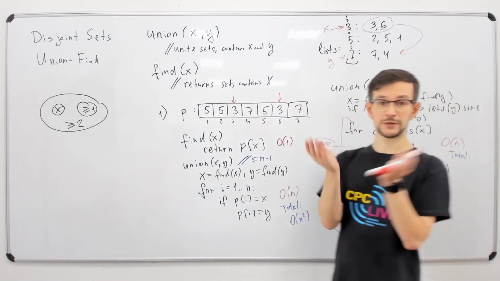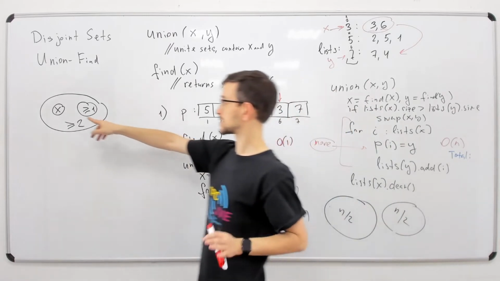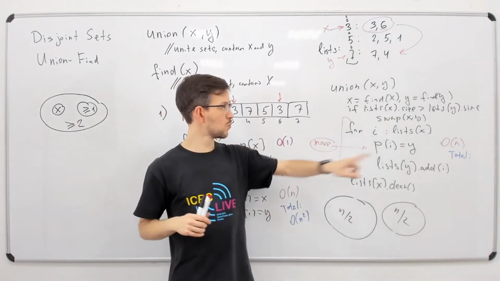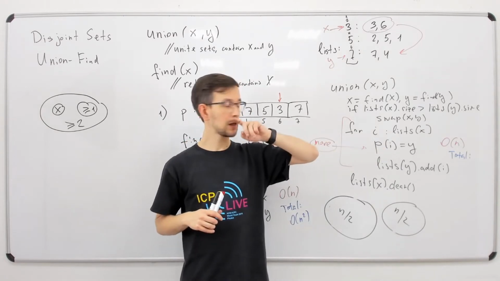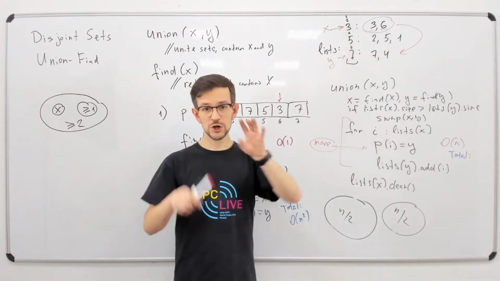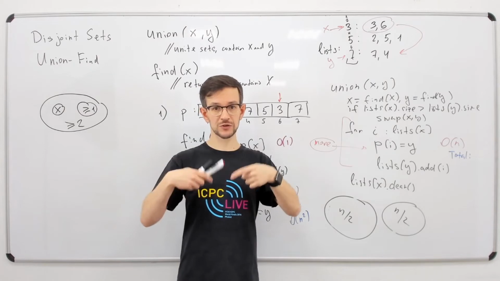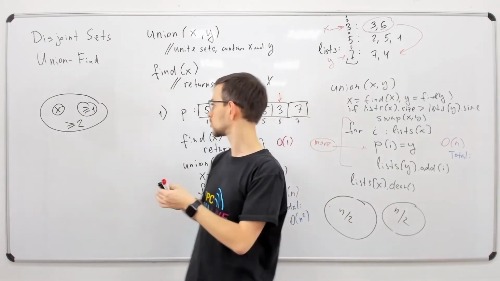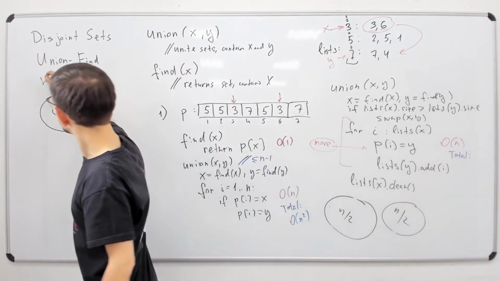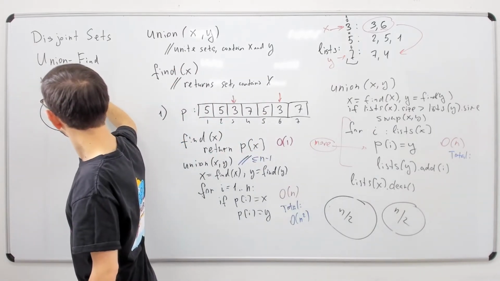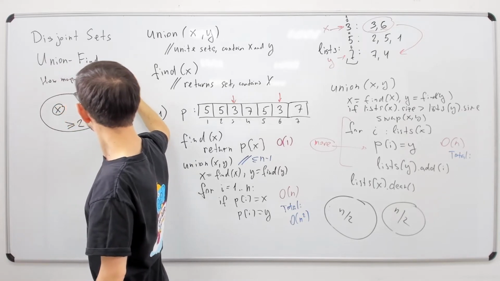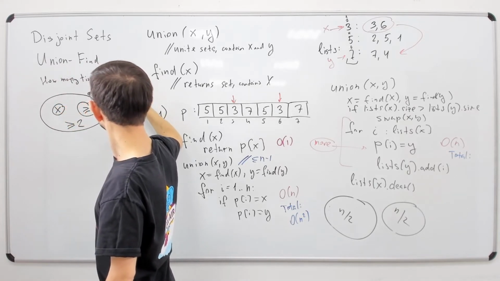Let's look at some element, element x. Let's see how many times we can move this element. For each element x, let's calculate the number of times we move it, so we change the representative for element x. So how many times does this p of x change?